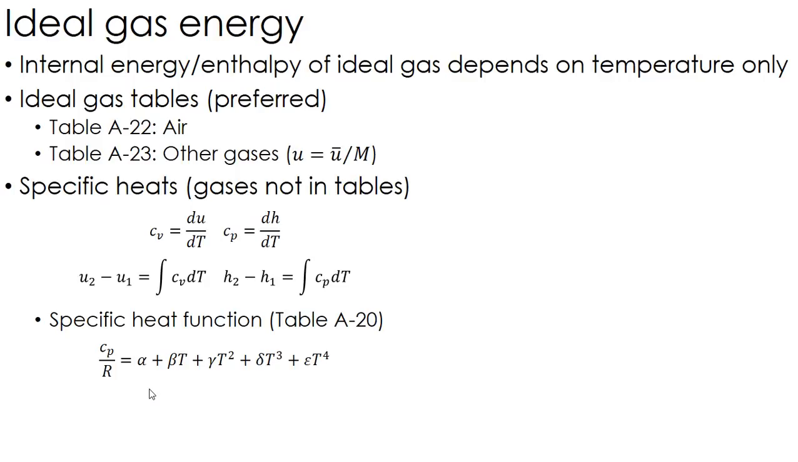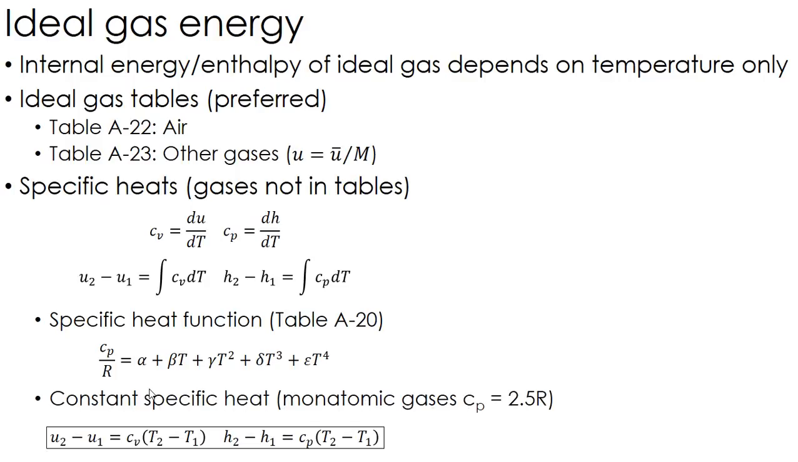Now, we don't use this very often, with one exception, when I have a monatomic gas. These are the noble gases. Monatomic means they exist as just one atom. We're talking about helium, neon, argon. If you have one of these gases, then in fact the specific heat is constant. And CP is approximately equal to 2.5 times R, the universal gas constant, again, you look up R bar divided by the molecular weight. And then that makes our equation pretty easy, which is the change in U is CV delta T. The change in H is CP delta T.